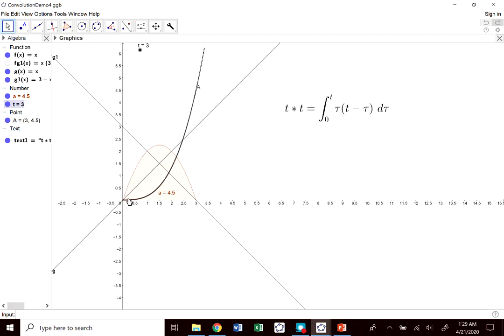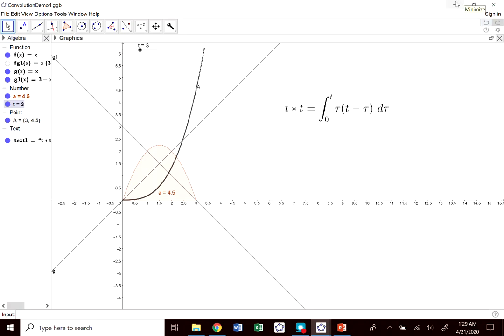3 cube over 6? 3 cube is 27 divided by 6. 6 goes into 27 4 times, leaves a remainder of 3, so 4.5. Yep. So what we got in closed form completely, perfectly matches what we are getting here. So this is convolution, folks.